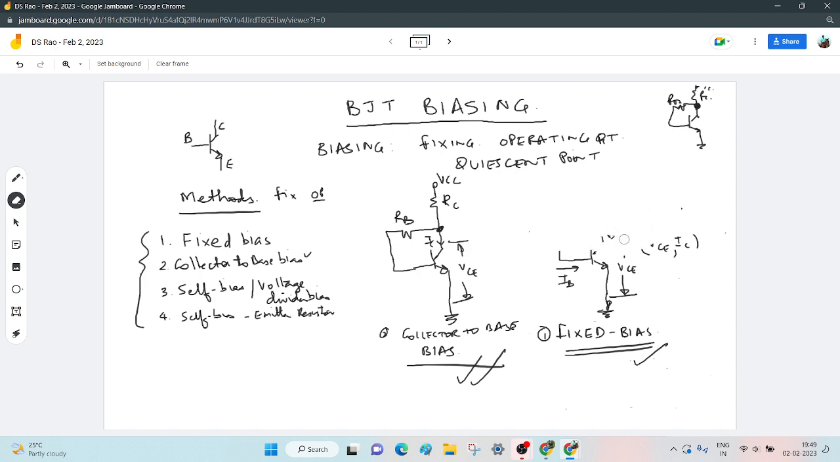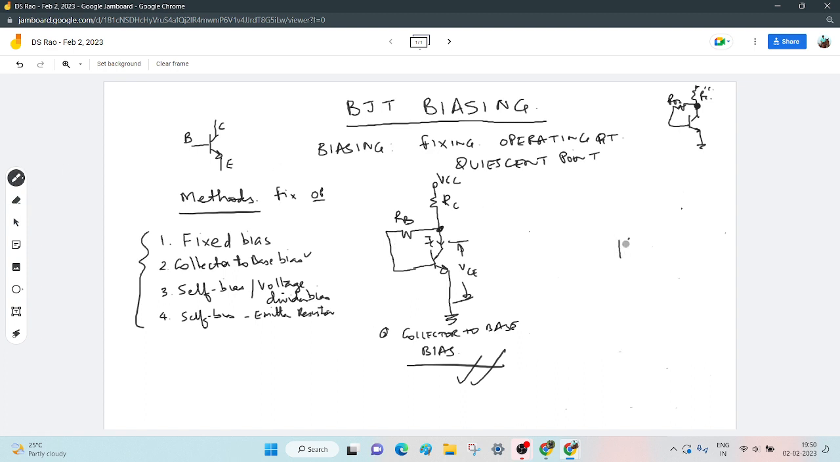Self bias circuit is again better than collector to base bias and fixed bias. So how does that circuit look like? Again, let us see. Again, I will take a transistor. I will connect emitter to the ground. I will have VCC. I will have a collector resistor RC. This is VCE and this is IC. Now how do I allow the base current?